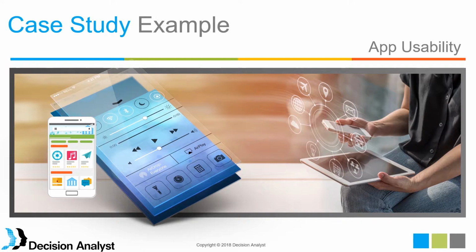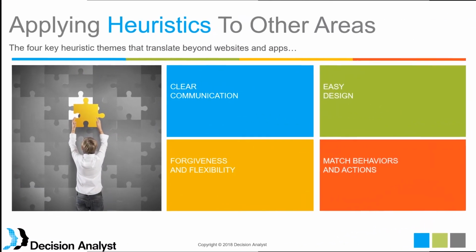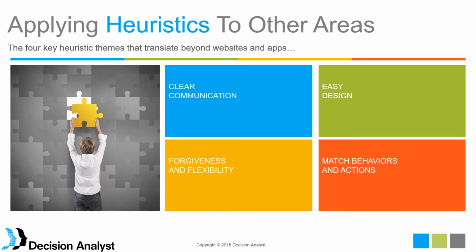All right, Roger, you want to broaden the scope a little bit, if you will. So, as we have over the years, and we mentioned this earlier, conducted usability studies, we get to touch a lot of different categories and products and environments. We realized that the 10 heuristics that Nielsen and Molich developed could really apply to these other products or other environments we were conducting research in. So, we took those 10 and boiled them down into 4 common themes. And that is clear communication, easy design, forgiveness and flexibility, and matching behaviors and actions.